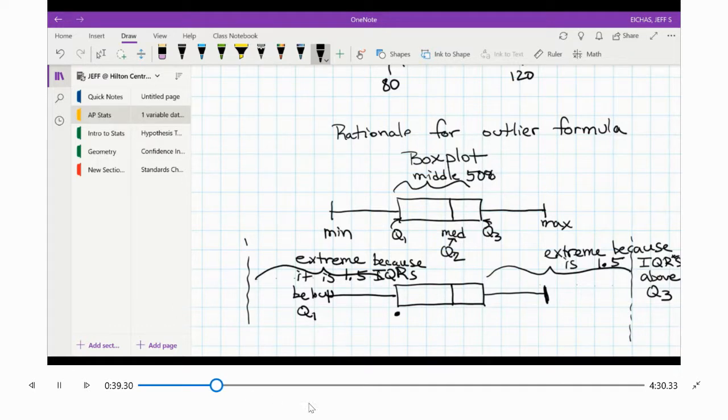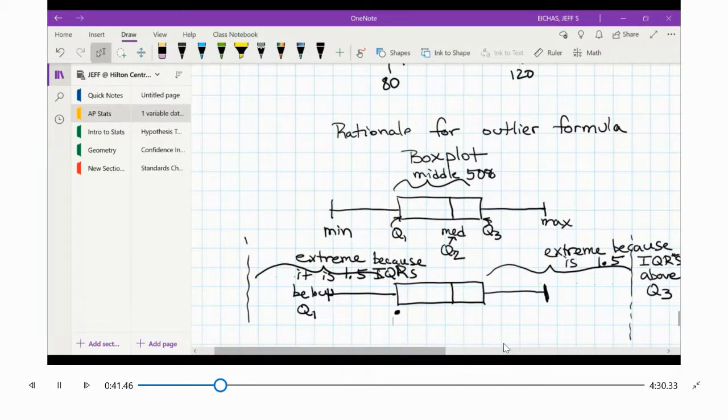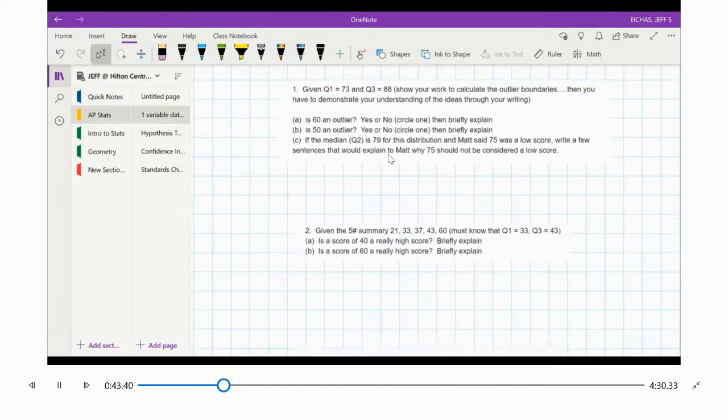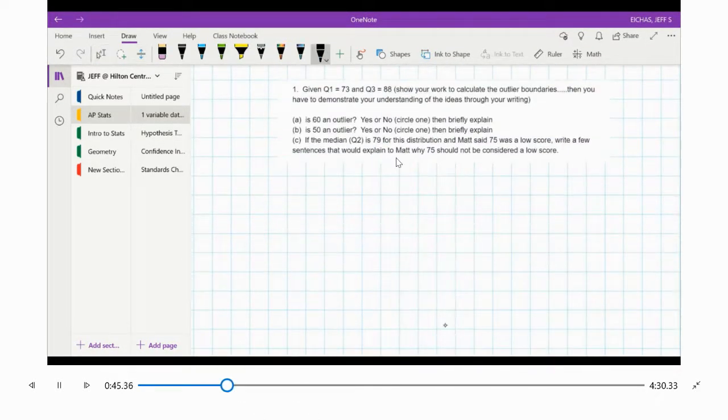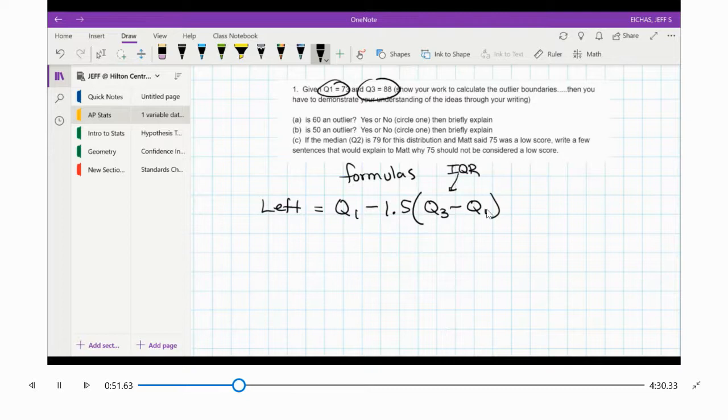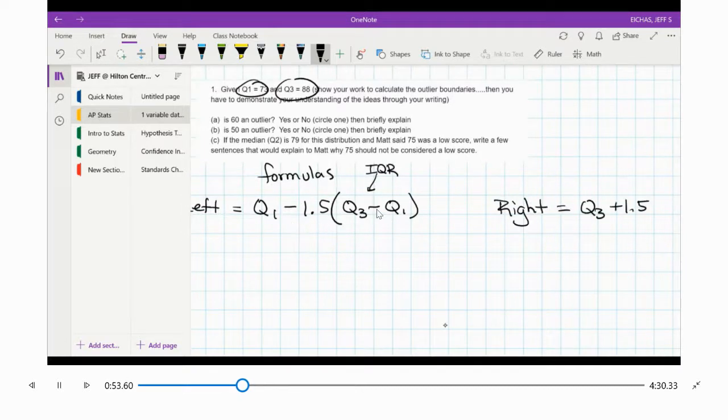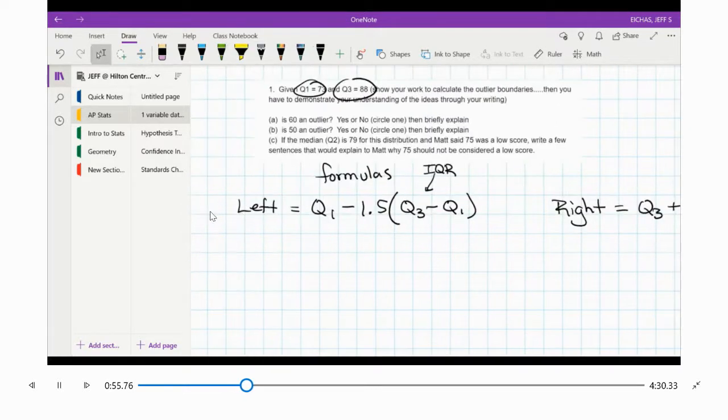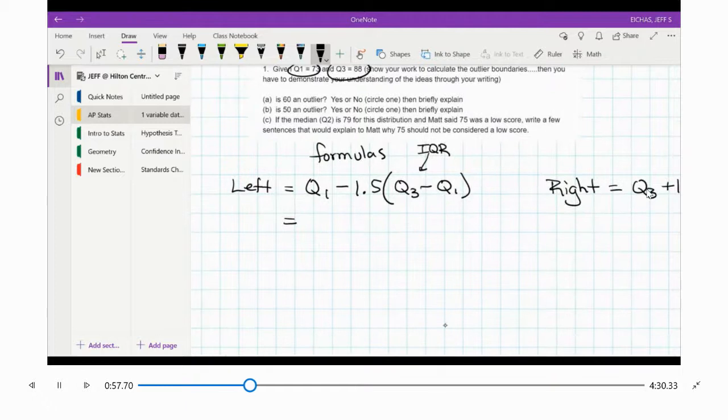Okay, so then what's going to happen next is we're going to move to the problems. So I'm just going to let this play pretty quickly. So the formula, that's basically the formula that I just explained: 1.5 interquartile ranges to the left of the first quartile. And here's just the calculation running through real fast.